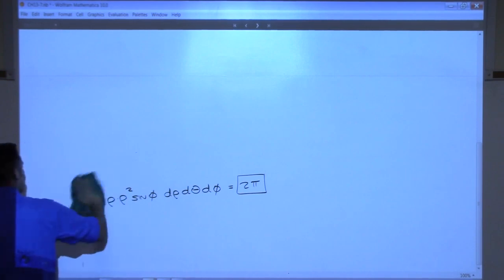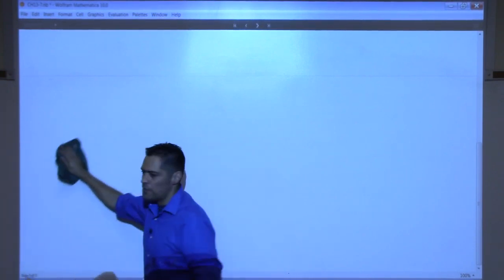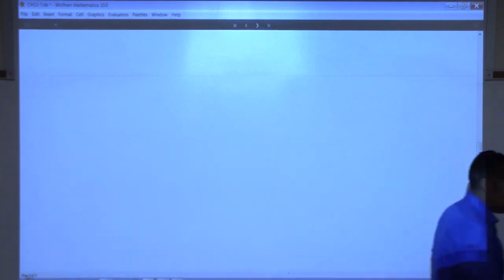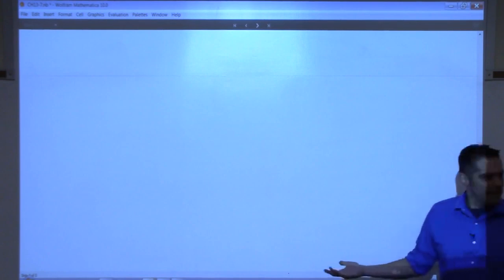So it's highly unlikely that you're going to see a problem directly out of the section for spherical coordinates, if I can ask you a div problem that requires you to go to spherical coordinates, right?